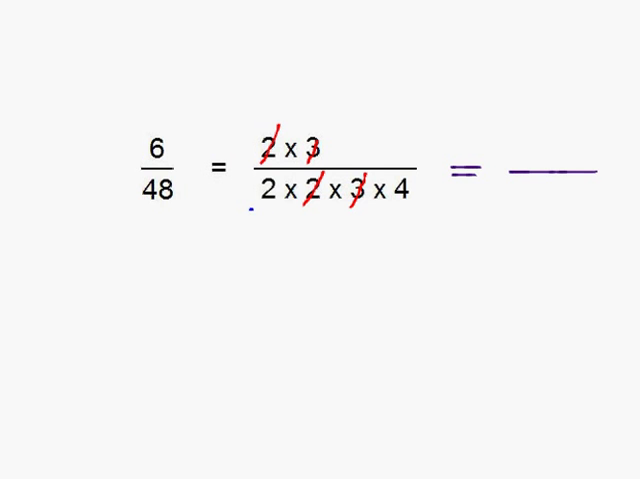We're left with 2 and 4 at the bottom. We cannot cross out these numbers because they only appeared at the bottom and they did not appear at the top. So we're done. In the numerator, our answer is 1 because everything in the numerator was crossed out. So we automatically write 1 for our final answer. In the denominator, our answer is 8 because we're going to take every number that was left over and multiply them. And our final answer is 1 over 8.